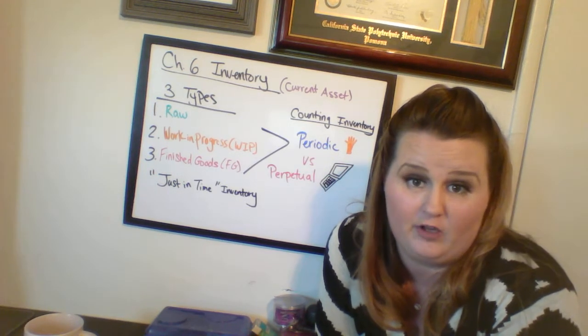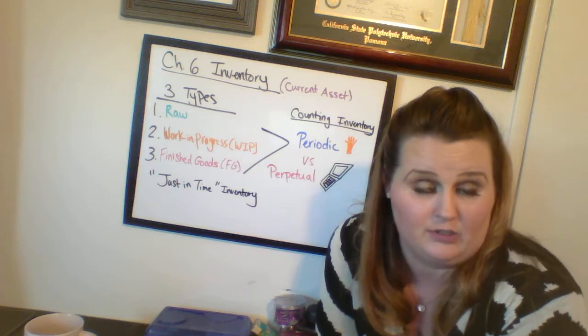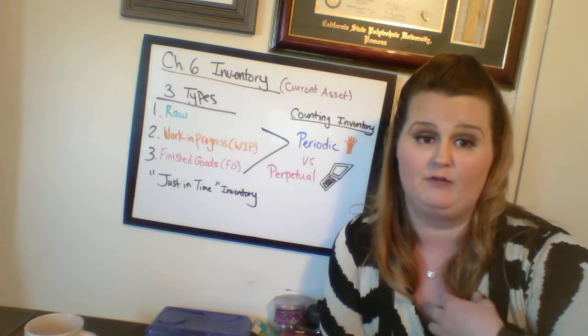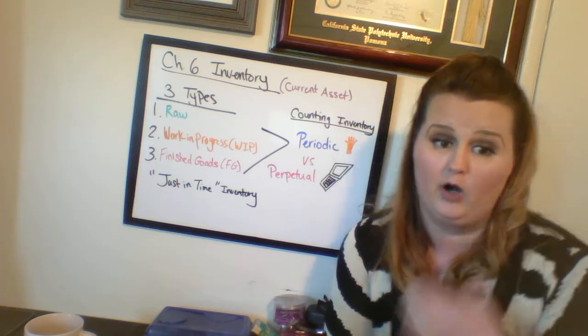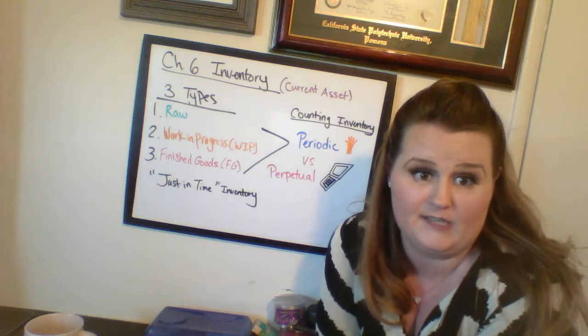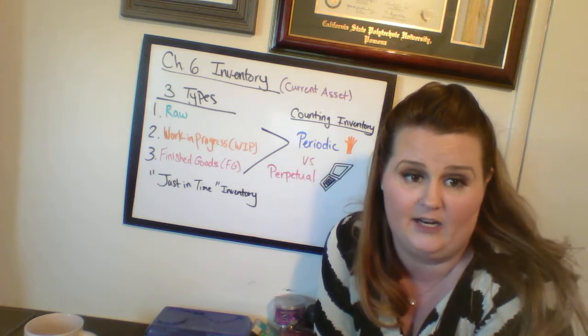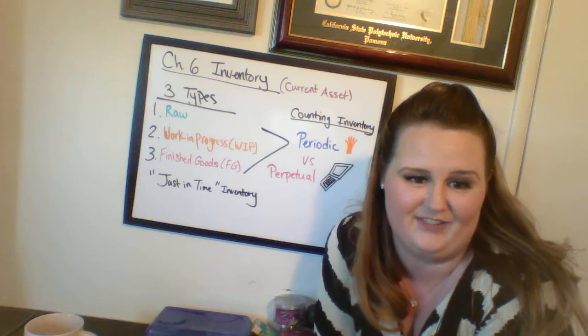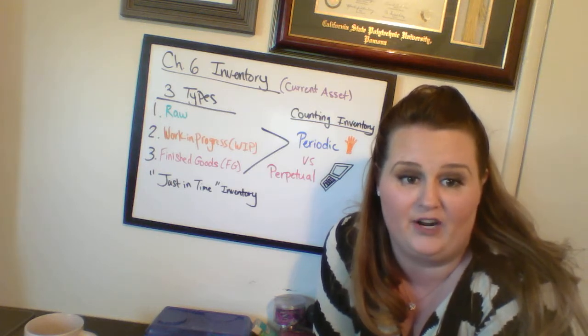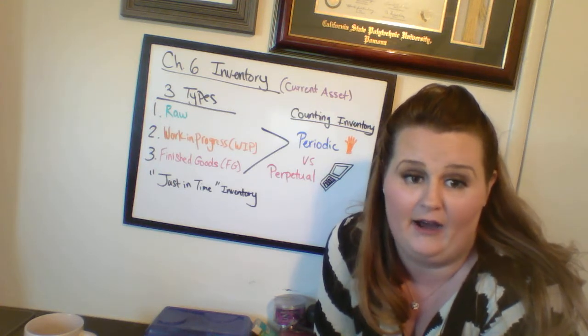So today we're focusing on chapter 6. Chapter 6 is all about inventory, as we talked about before. Inventory on our balance sheet is considered to be a current asset, but our inventory is also allocated.